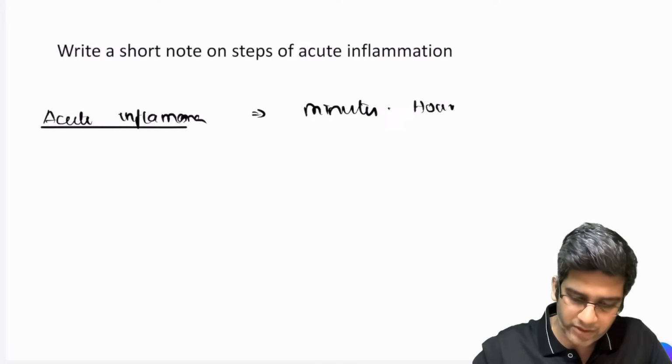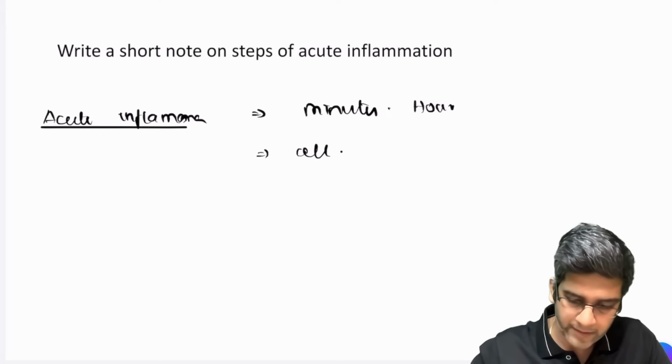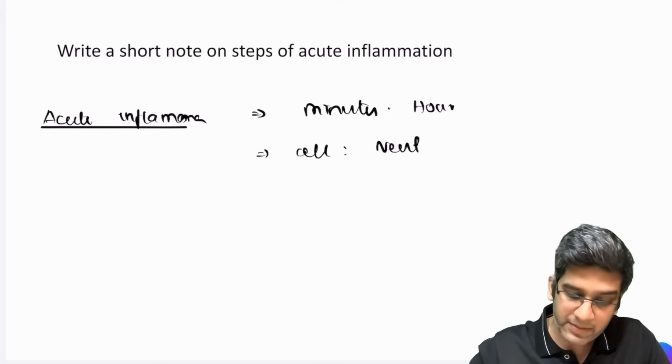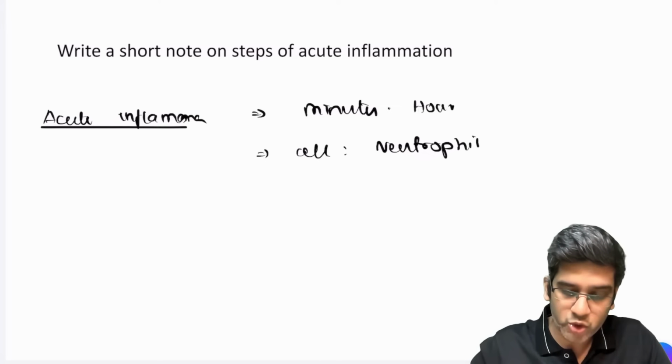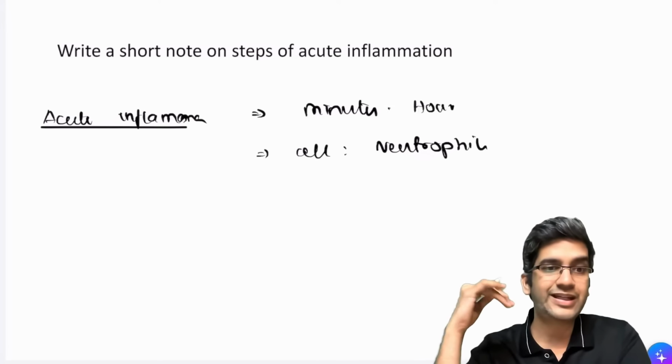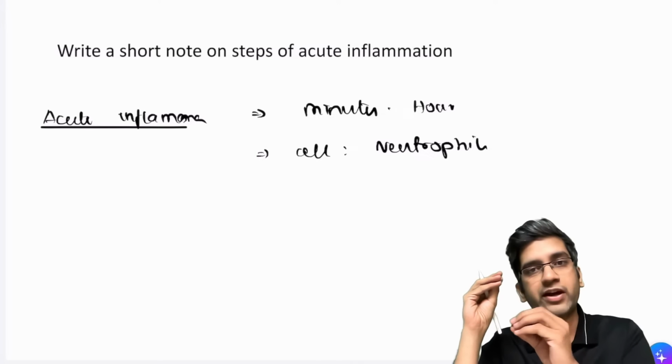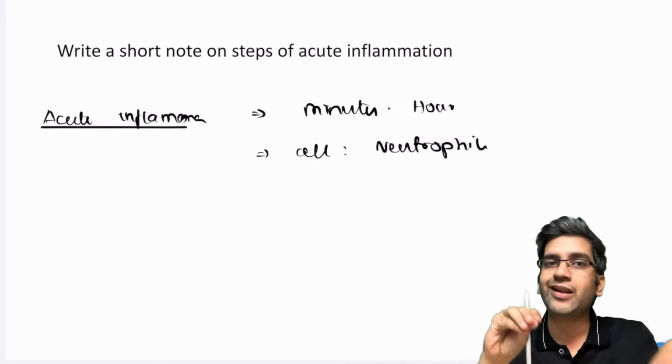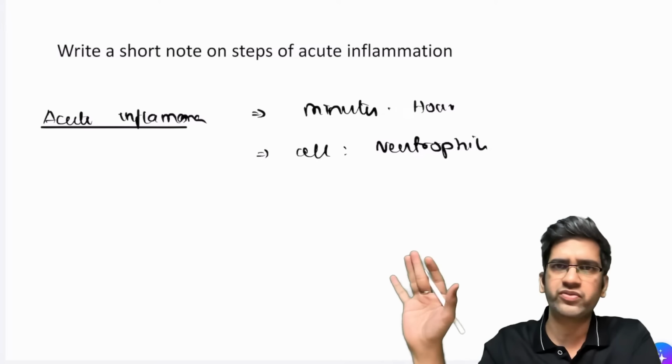And the cell of acute inflammation, which you have to say, is going to be neutrophils. But please remember, if it's in a viva, I also want you to write eosinophils as well. Tell eosinophils as well, because eosinophil is a cell of acute inflammation if the etiology is allergic mediators, otherwise it's going to be primarily neutrophils only, right?